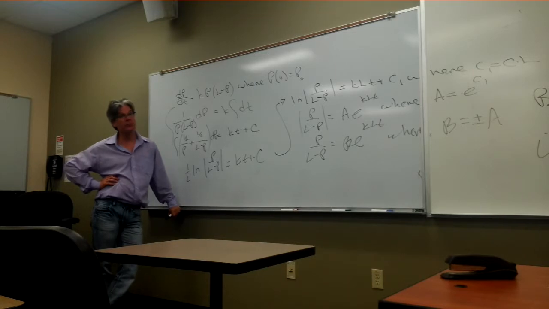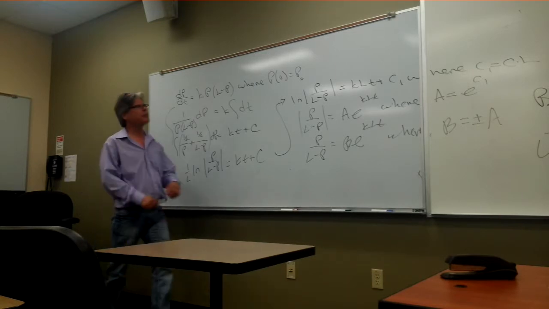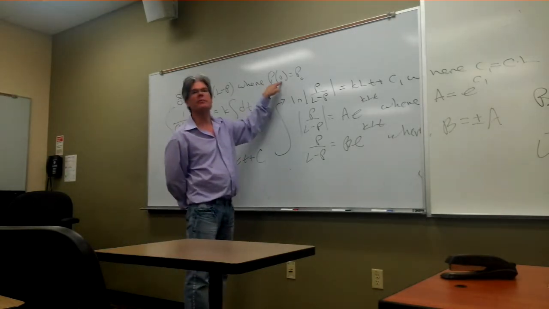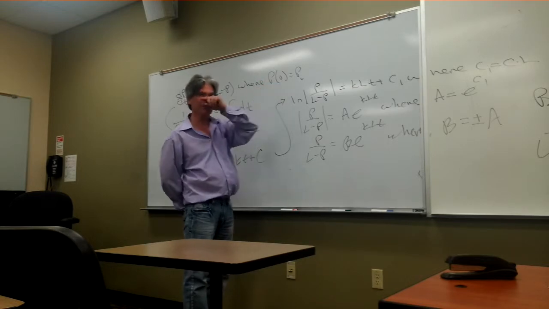So what does P sub naught really represent? P sub naught merely represents the initial population. It's the P value when T is equal to 0. Okay.